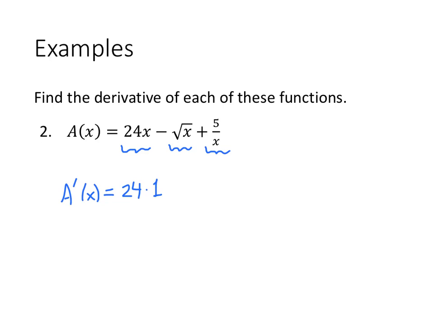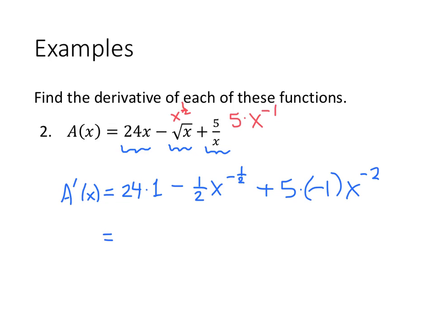What about the square root of x? Well, we can think of the square root of x as x to the 1/2, and then we can use our power rule. So the derivative of x to the 1/2 is going to be 1/2 times x to the, well, we subtract 1 from 1/2, and that gives us negative 1/2. And then finally, for 5 over x, we can rewrite that as 5 times x to the minus 1. And the derivative of 5 times x to the minus 1 is going to be 5 times negative 1, x to the minus 2. Let's clean this up a little bit. We've got 24 times 1, that's 24, minus 1/2 x to the minus 1/2. 5 times negative 1 is minus 5, times x to the minus 2.